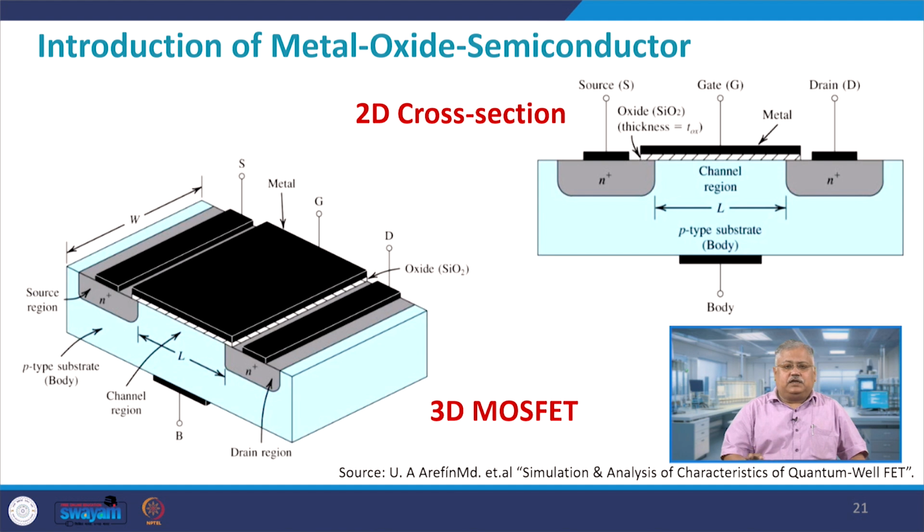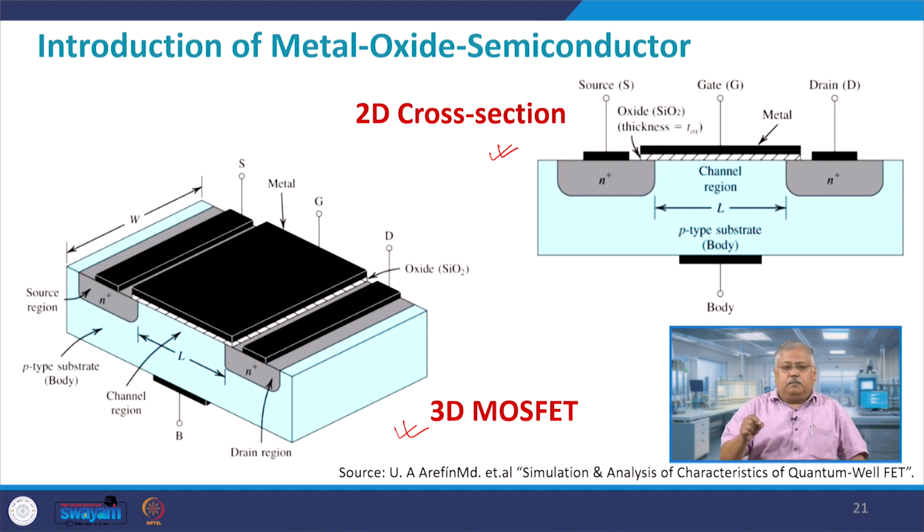First things first, let me give you the top level view of the MOSFET and then we will go to the 2D structure. What you see on the top right corner is the 2D cross section of the MOS structure, and what you see on the bottom left corner is basically the 3D structure of a MOSFET. MOSFET is metal oxide semiconductor, FET is field effect transistor.